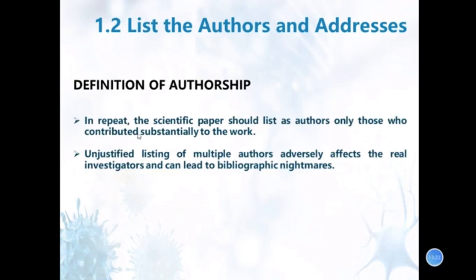To repeat, the scientific paper should list as authors only those who contribute substantially to the work. If they contribute nothing, then do not list them as authors. Sometimes, unjustified listing of multiple authors adversely affects the real investigators and can lead to bibliographic nightmares.